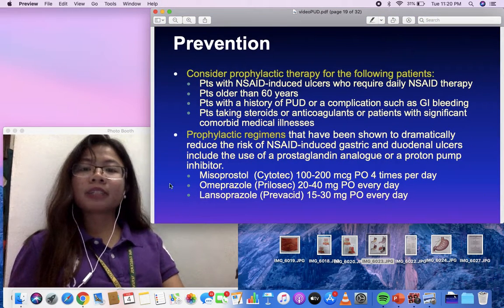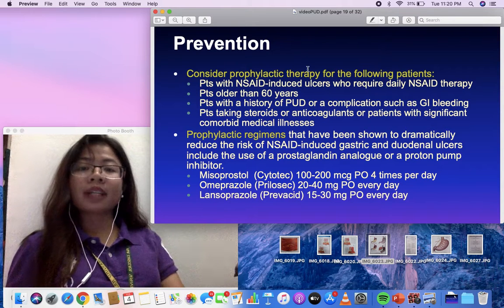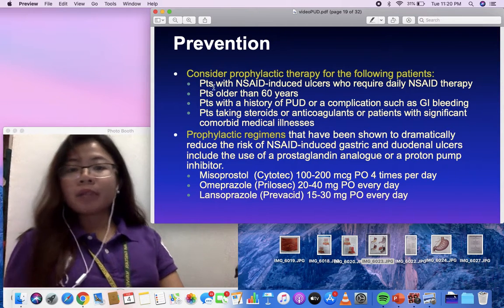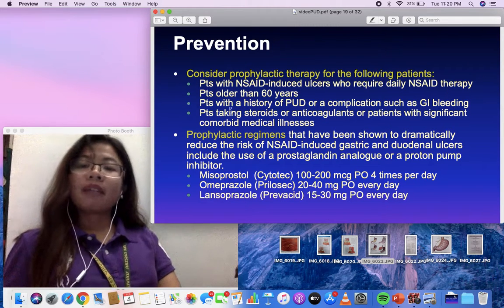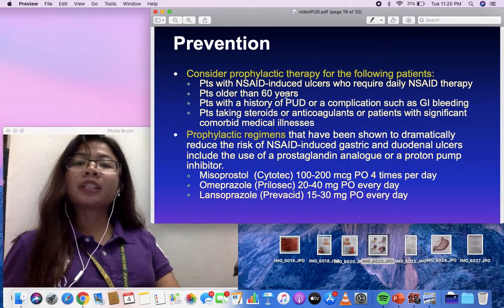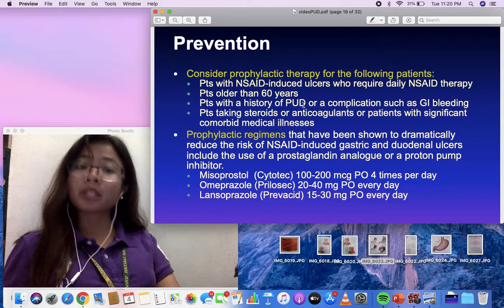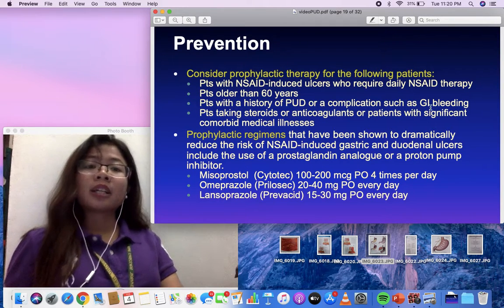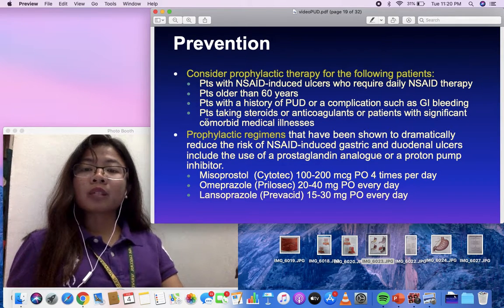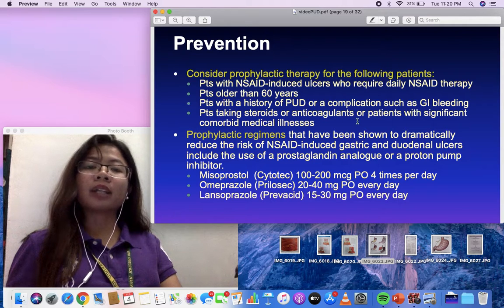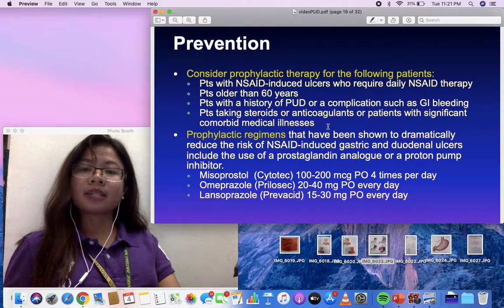The next slide is for the prevention. First, let's consider the prophylactic therapy for the following patients. Patients with NSAID-induced ulcers who require daily NSAID therapy. Next, patients older than 60 years. Third, patients with a history of peptic ulcer disease or a complication such as gastrointestinal bleeding or GI bleeding. The last one is patients taking steroids or anticoagulants or patients with significant comorbid medical illnesses.